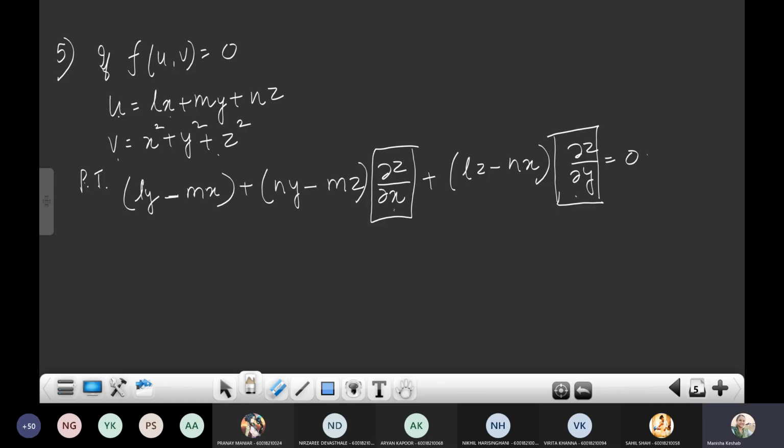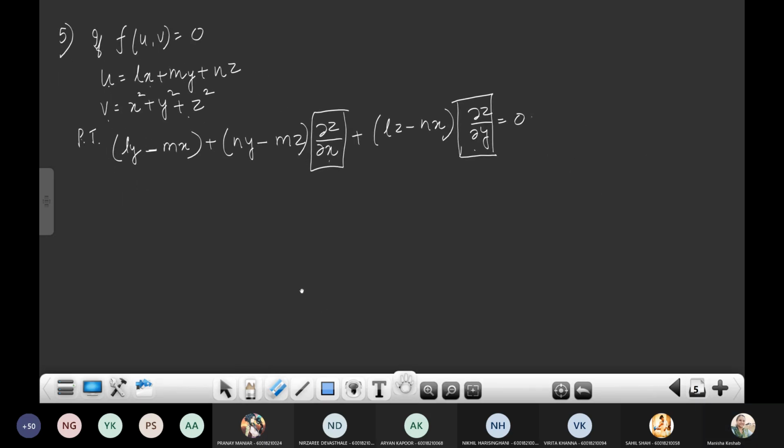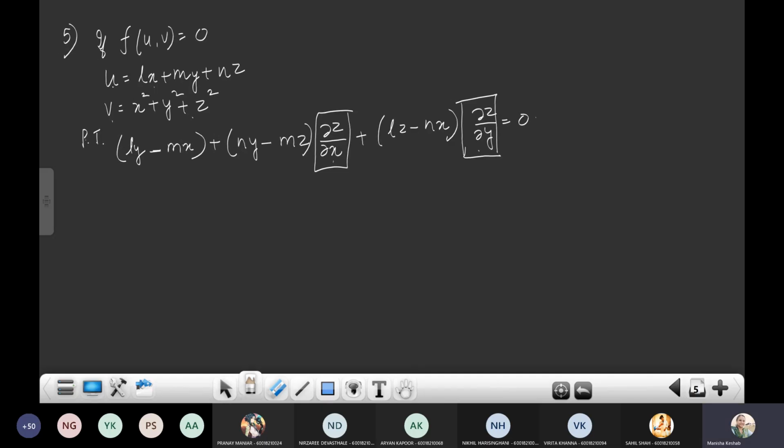So it means that z is not an independent variable here. z is depending on x and y. Okay, so let's try to draw the tree diagram here. So what will the tree diagram be?